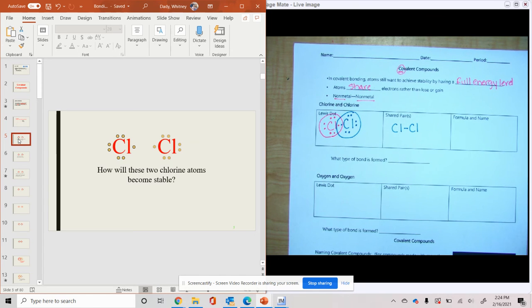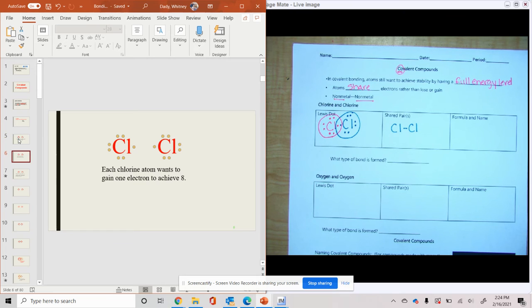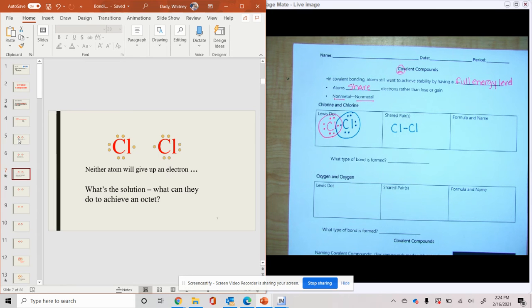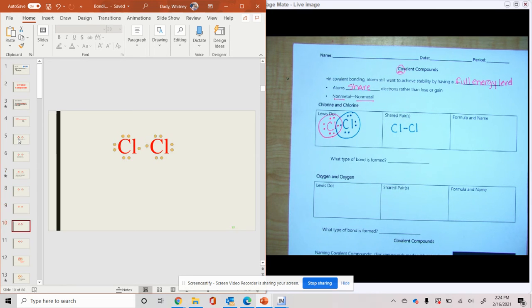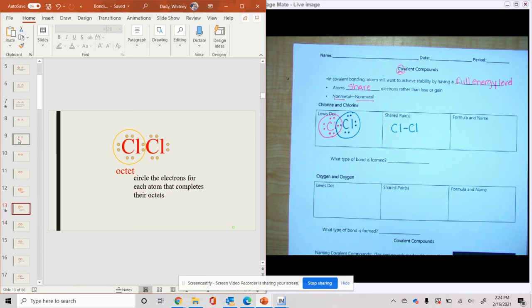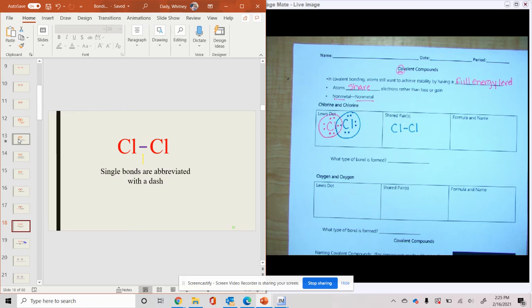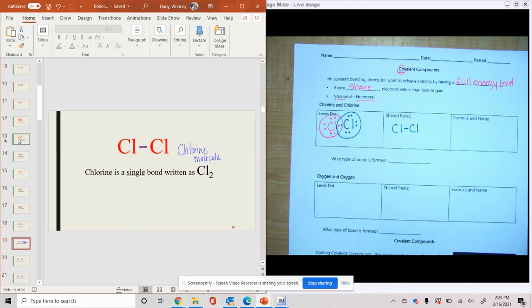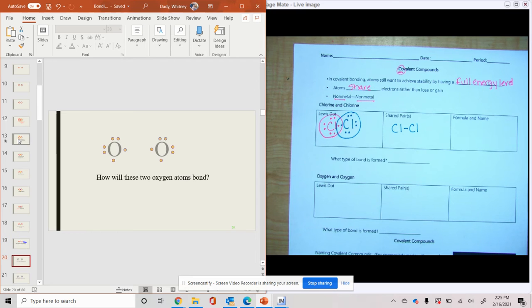So as we go through the PowerPoint, how will they become stable? Each chlorine wants to get 1 electron to achieve 8. They're not going to give up an electron because I'm not making an ionic bond. So they can share. They move closer and they share. So 1 has 8. Their octet is achieved by each atom sharing the electron pair in the middle. This is your bonding pair. It's a single bonding pair. It's a single bond, which is going to be abbreviated with a dash. Okay, this is going to be a chlorine molecule. Cl2 is a chlorine molecule, and we'll call it something else in a second.